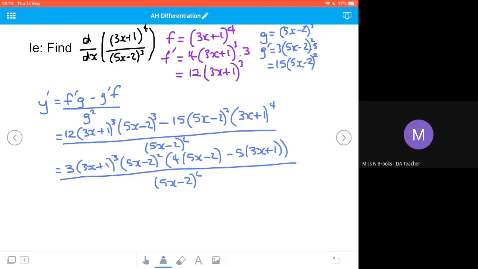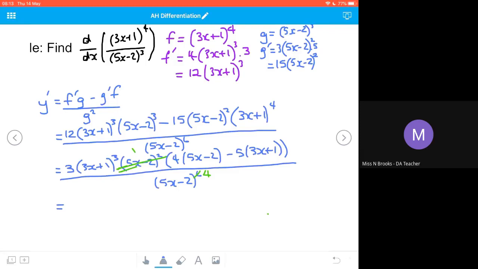Now you can see I've got a common bracket that I can now cancel down with that 5x minus 2, because I've got a 5x minus 2 squared bracket on the top, which will cancel down to 1, and my 5x minus 2 to the power of 6 bracket will lower the power to a 5x minus 2 to the power of 4. So my next step is to expand and collect my like terms of that final bracket on the numerator.